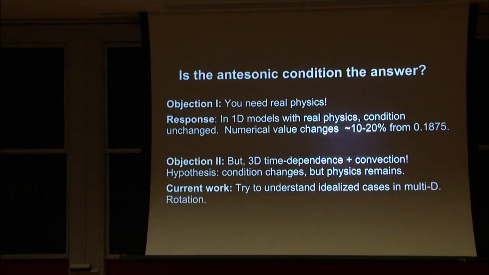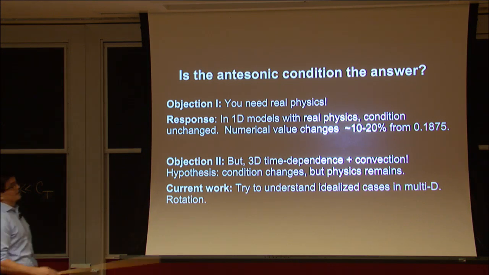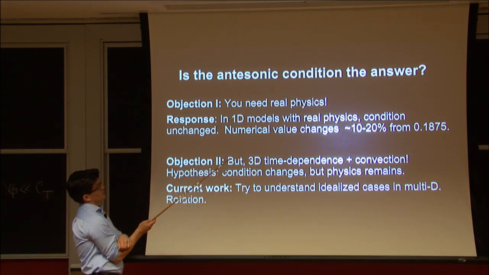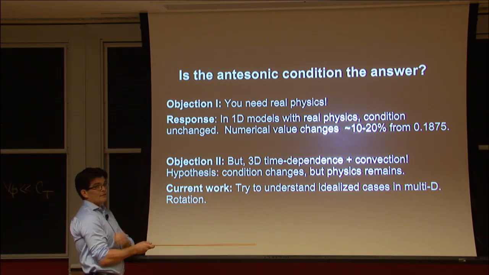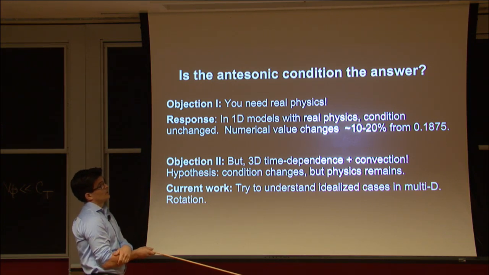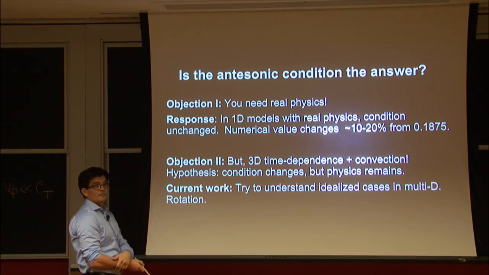So is the antisonic condition the answer to anything? Objection number one would be you need real physics. If you want to say why a model exploded, you would first need to say, well, you need real physics. And our first answer to that is, well, when we do one-dimensional models with real physics, the condition is unchanged. The physics of the condition is unchanged. If the thermal content behind the shock is bigger than a number, which is this antisonic ratio, then the medium transitions to thermal wind. That is, the pressure is too large.